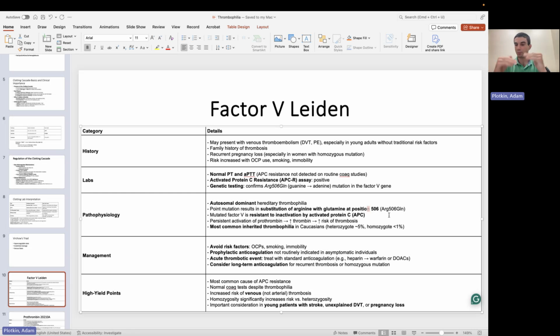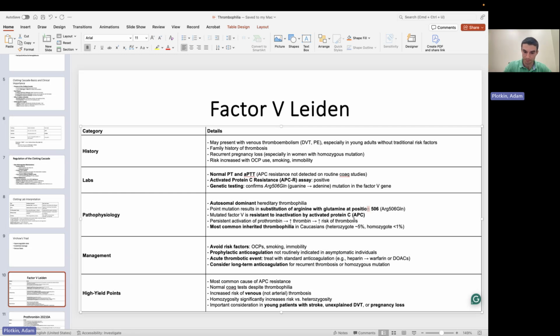We have now caused this point mutation where factor 5 gives a big old middle finger to protein C. It's like, you can't stop me. This mutation makes it invincible to protein C, and so now protein C has no way to stop factor V. And factor V just keeps the whole train going, right? 10, 5, 2, 1. We just keep making more and more thrombin, more and more fibrin, and more and more clots.